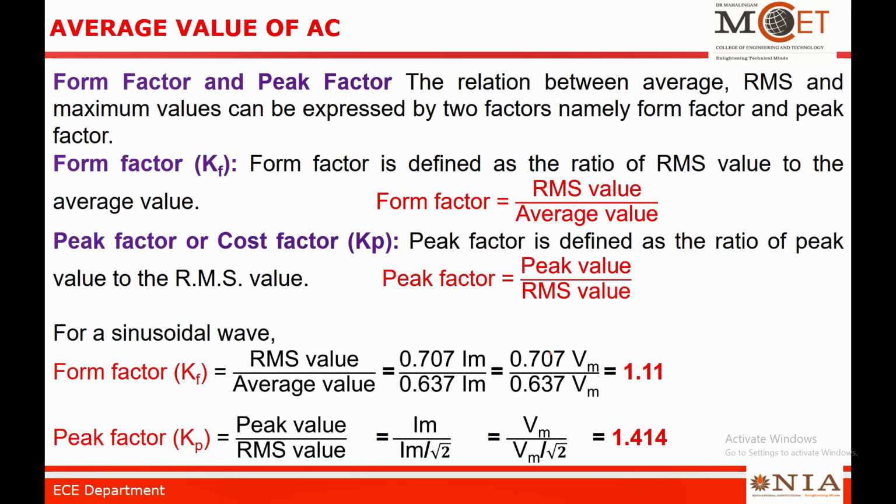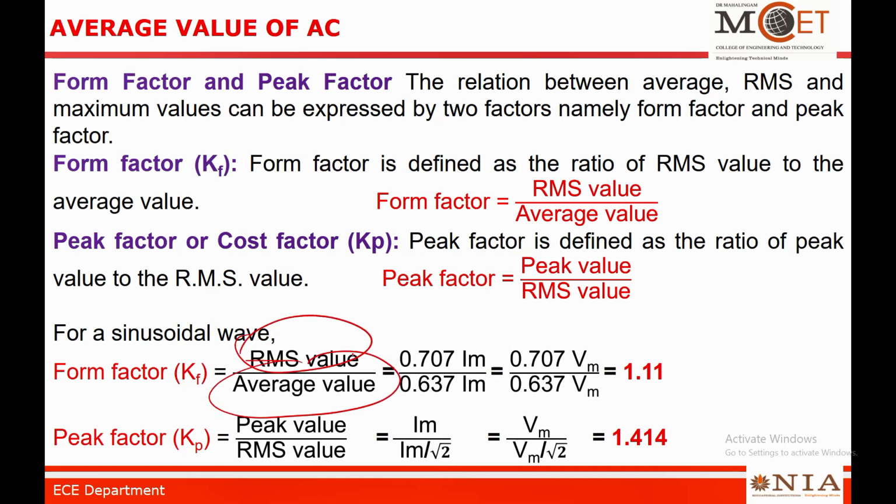Now the next thing we are going to discuss in this average value of AC is two terms: the form factor and the peak factor. The peak factor can also be called the crest factor. Both the form factor and peak factor are related to a common thing, the RMS value. For example, for a sinusoidal wave, the form factor Kf is equal to the RMS value of the sinusoidal wave divided by the average value.